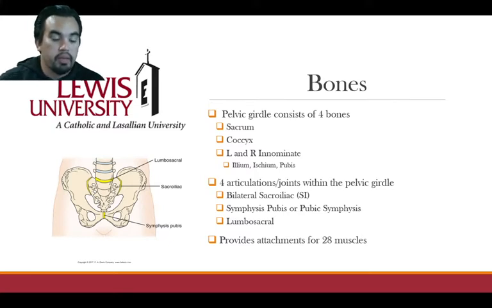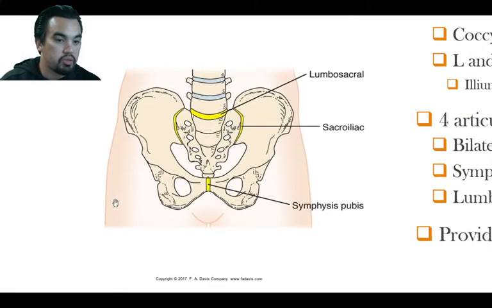Okay, so let's go ahead and look. You can see right here that the lumbosacral, if you break it up, lumbo is the lumbar spine and sacral is the sacrum, and so that is the joint where those two connect.